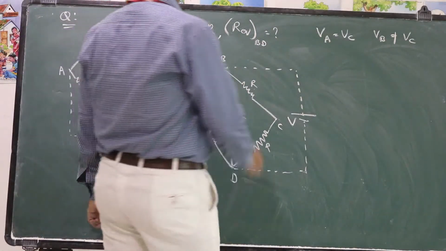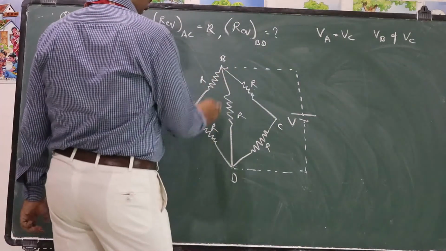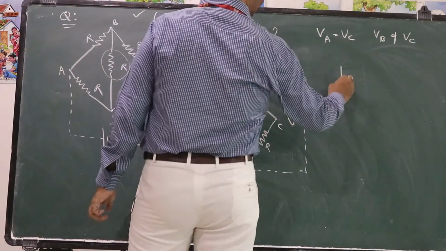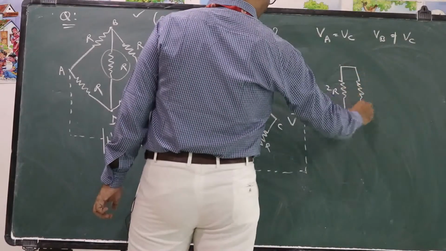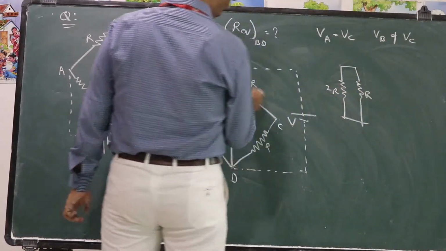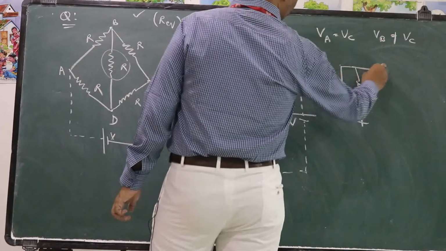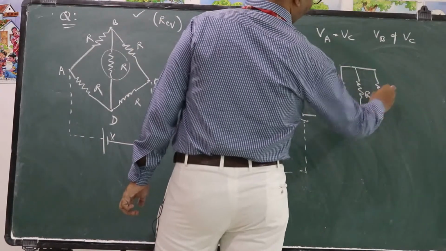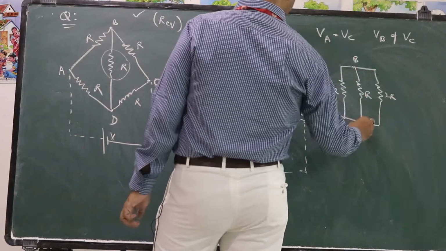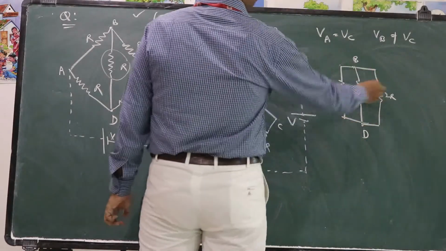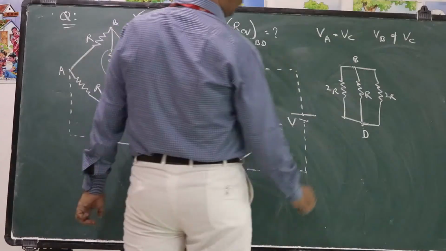Now, how to find equivalent resistance? This R and R are in series combination. They give 2R. In the middle, one R is there. Again, this R and R in series combination. So, we will get 2R here, 2R. This is B and this is D. Again, these three are in parallel combination.